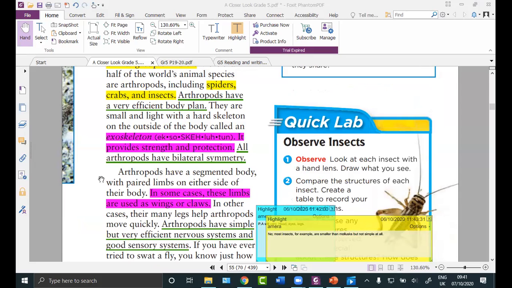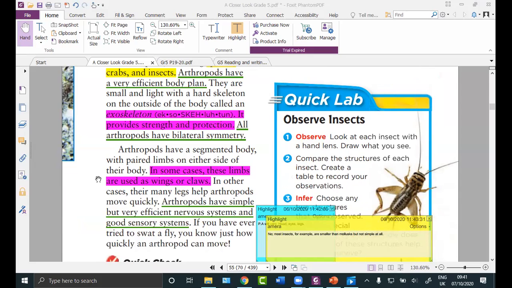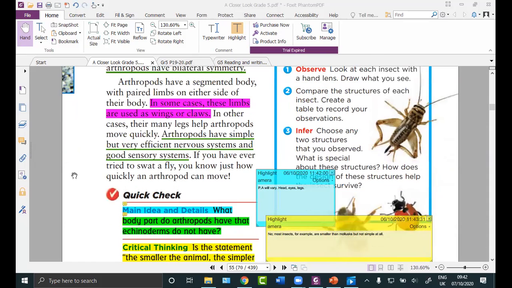I read the second paragraph. Okay. Arthropods have a segmented body with paired limbs on either side of the body. In some cases, these limbs are used as wings or claws. In other cases, their many legs help arthropods move quickly. Arthropods have simple but very efficient nervous systems and good sensory systems. If you have ever tried to swat a fly, you know just how quickly an arthropod can move.